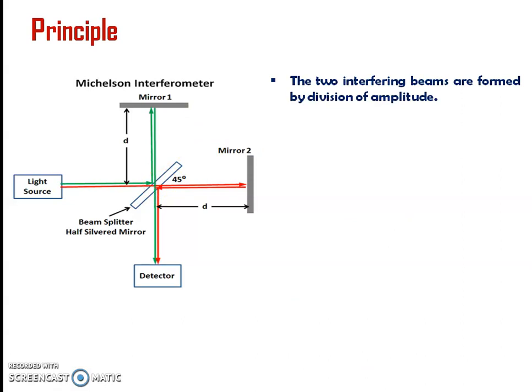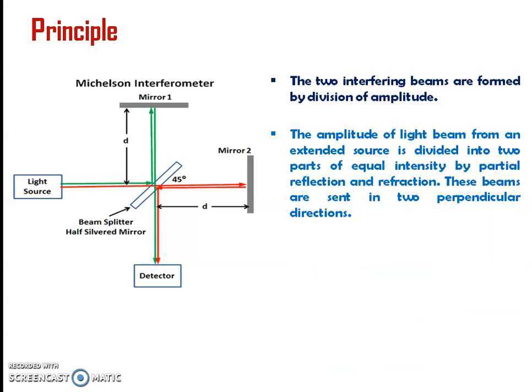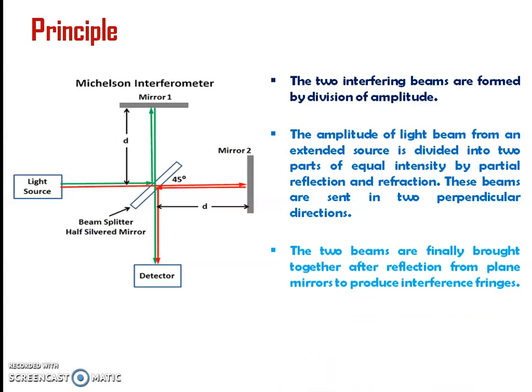The two interfering beams are formed by division of amplitudes. The amplitude of light beams from an extended source is divided into two parts of equal intensities by partial reflection and refraction, and these beams are sent in two perpendicular directions. The two beams are finally brought together after reflection from plane mirrors to produce interference fringes, and this is the principle on which this Michelson's interferometer works.